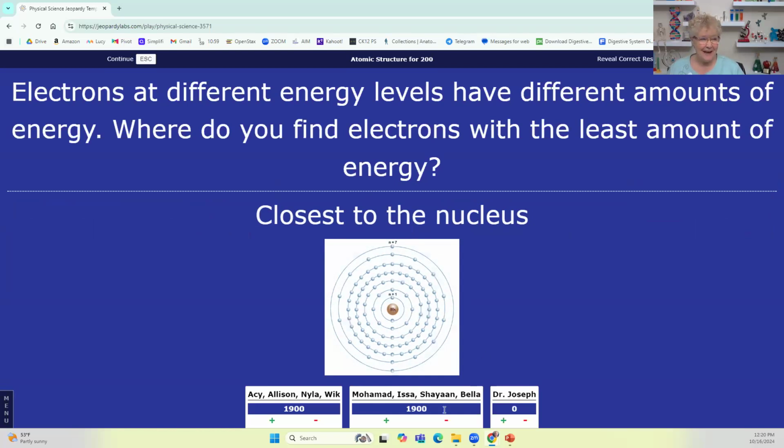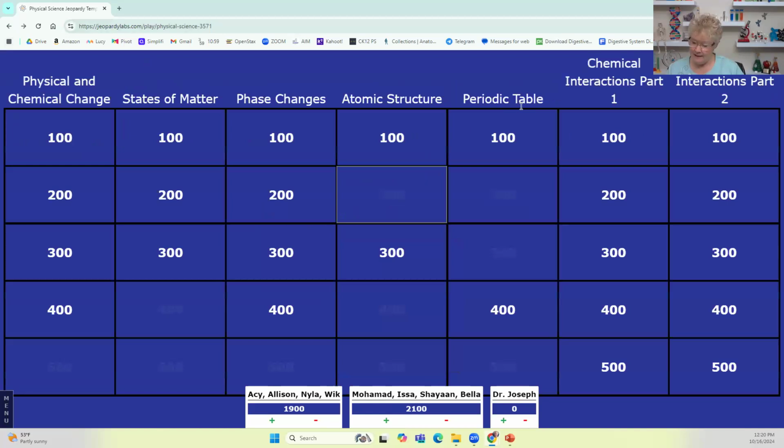All right, so that was team 2. And we are back now to team 1, and that will be Wick was last. So AC.